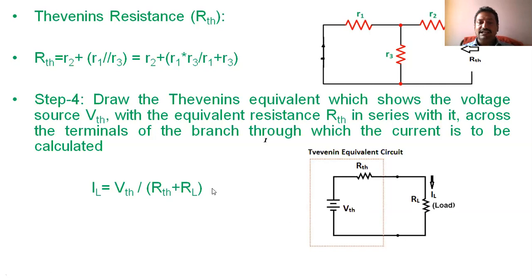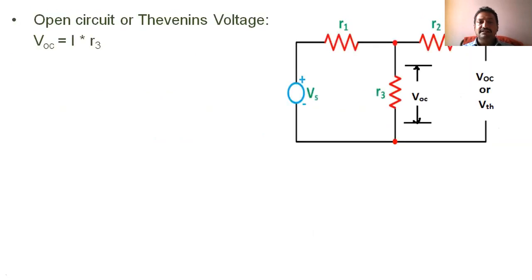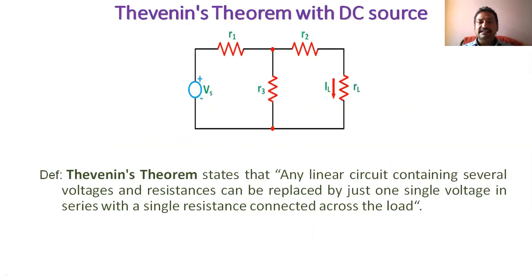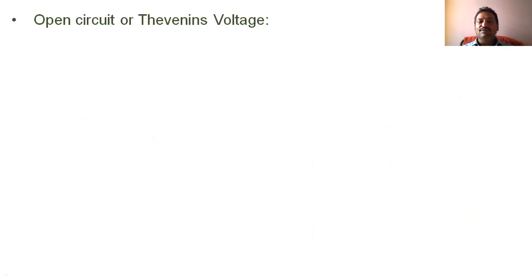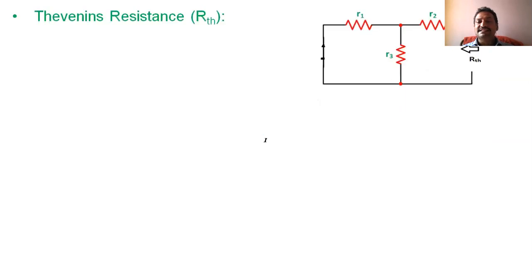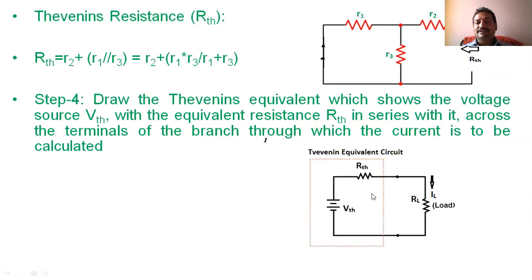See how you are calculating. This is the actual circuit we have. We want to calculate this IL. IL is equal to VTH by RTH plus RL. We converted this total network into an equivalent network, called the Thevenin's equivalent circuit, which contains VTH and RTH in series with RL. Therefore, now we can calculate this IL. IL is equal to VTH by RTH plus RL. This current is called the load current. So this is Thevenin's theorem.